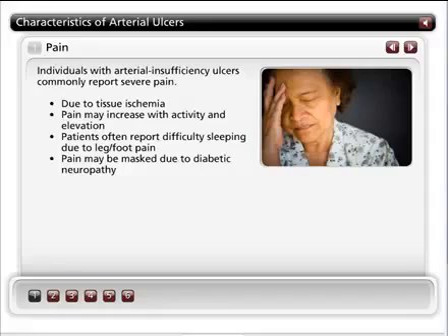Generally speaking, patients with rest pain have more severe occlusive disease than those with intermittent claudication. However, it is important to note that the pain of arterial insufficiency may be masked in individuals with diabetic neuropathy, and the absence of claudication pain does not rule out arterial insufficiency.